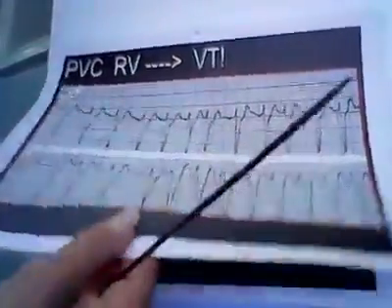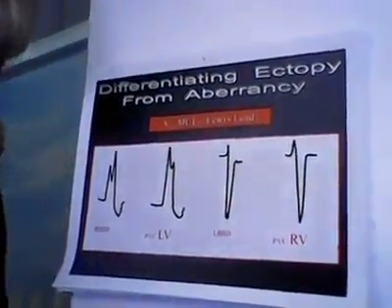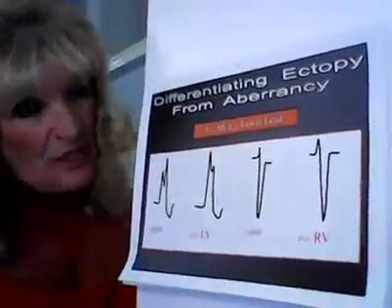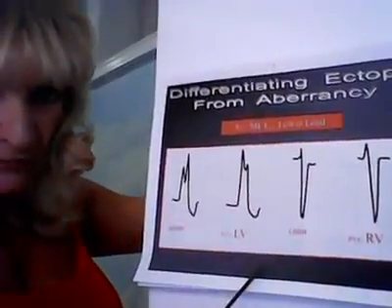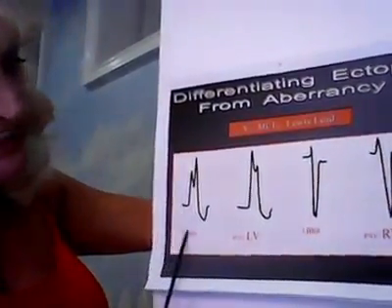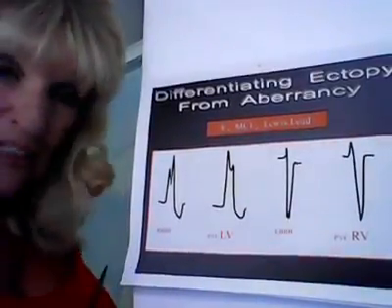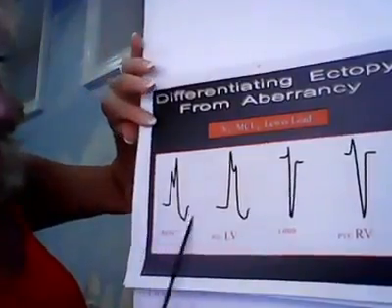So, just to review, in order to differentiate ectopy from aberrancy, you have to know the configuration of a right bundle branch block, because when you have an aberrantly conducted beat, it could be aberrantly conducted because the right bundle is tired, and it will take on this configuration.